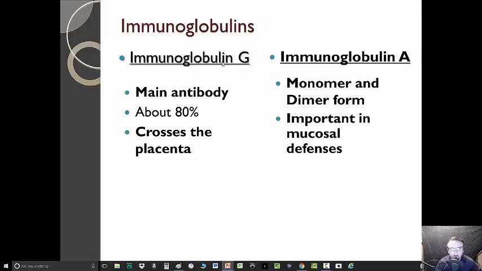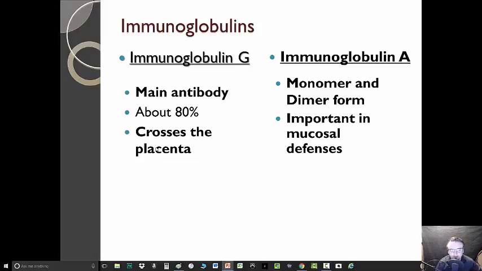So the most common antibody, immunoglobulin, is immunoglobulin G. What you want to know about this one is it's the main antibody, makes up about 80%, and it is the only antibody that's capable of crossing the placenta. Kind of a random thing. There's lots of information about each of these, but these are the main points of this one.